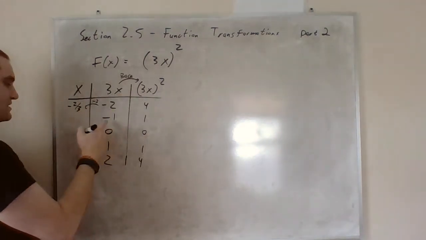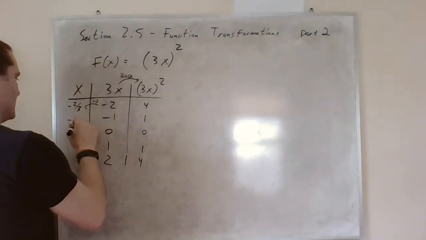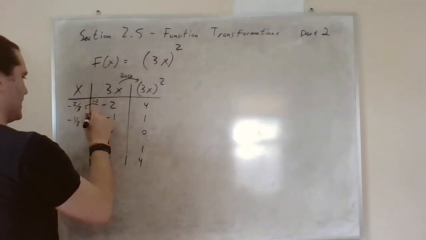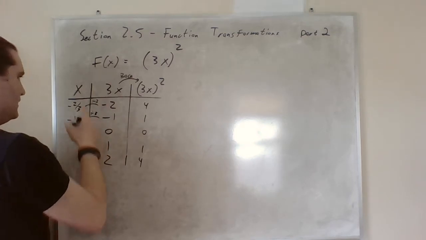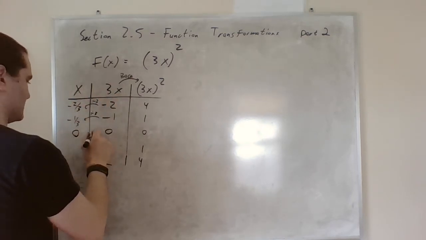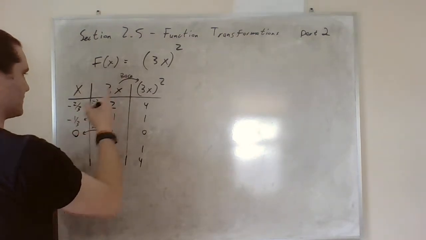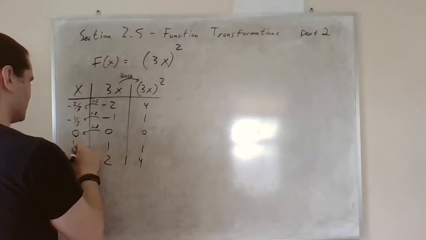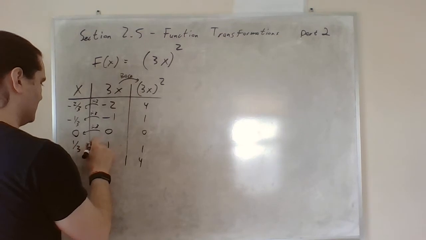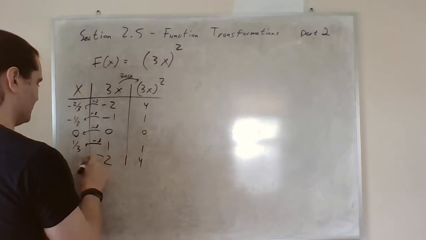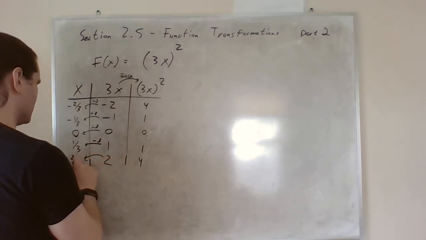And if 3x is -1, that means that x must be -1/3. I have to move backwards and divide by 3. If 3x is 0, that means x is 0. That one's nice. Easy to divide by 3. If 3x is 1, that means x was 1/3. Dividing by 3 there. And if 3x was 2, that means that x was 2/3.